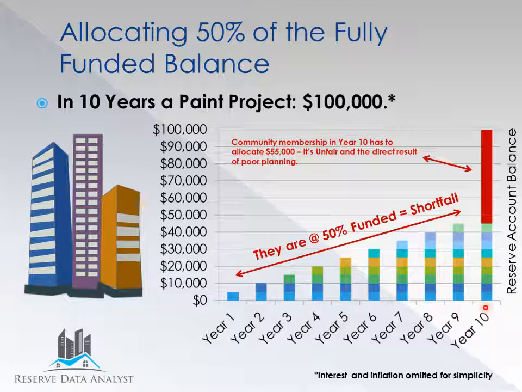We want to disperse those costs over time, so the deterioration of the component equals the fully funded balance, and the amount being deposited into the reserve account is as close as possible to the fully funded balance. That means everybody is paying their fair share into the reserve account.